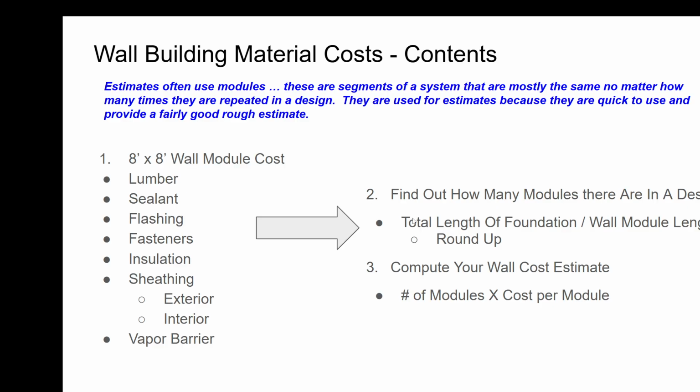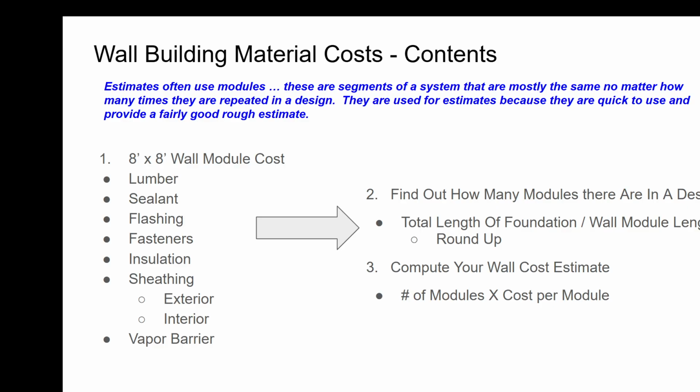Once you do that, you find out how many modules there are in the design. So you take the total length of the foundation, that's usually the stem wall length, and divide it by the module length. So if I had 8 foot of foundation and an 8-foot module, of course I'd need one, I'd have one module. If I had 16 feet of foundation and an 8-foot module, 16 divided by 8 is 2, I'd need 2 modules, and so on and so forth.